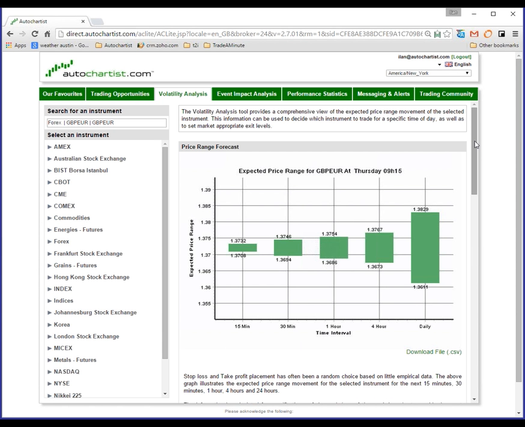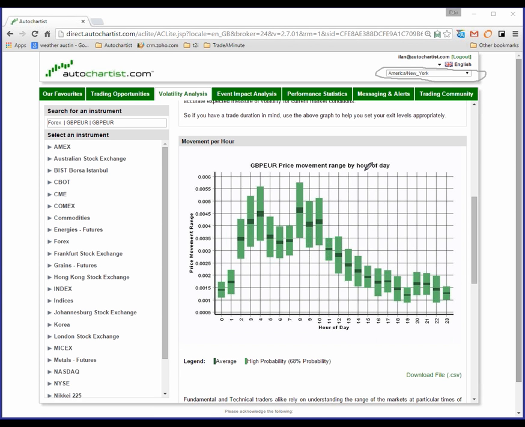So I'm going slowly because I'm hoping my screen catches up with you. And I would look at the expected price range movements for GBP Euro, for that instrument, for the next 1 hour, 4 hours, and daily. So just to give an update of what this volatility analysis does: as you can see, my time zone, this is very important, my time zone of my Autochartist is set to American New York. I'm in Austin, Texas. I'm actually one hour behind, but I like to have mine in New York. So I've now started keeping an eye on the US stock market as well. It's a new thing for me, but I keep it in New York now.